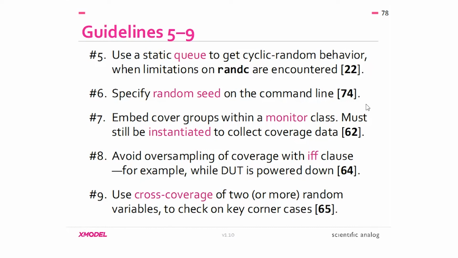Guideline 6, we just saw how to specify a random seed on the command line. That's really the easiest way to control randomization. SystemVerilog has a lot of fancier features like the srandom method, which allows you to specify a random seed specific to an object or thread. But for a simple DUT like our bandpass filter, this was a much easier approach.